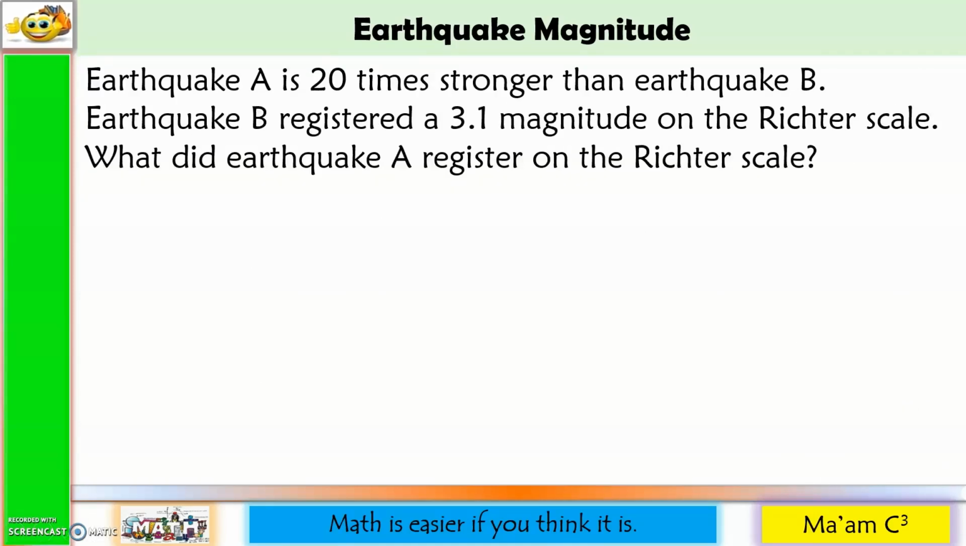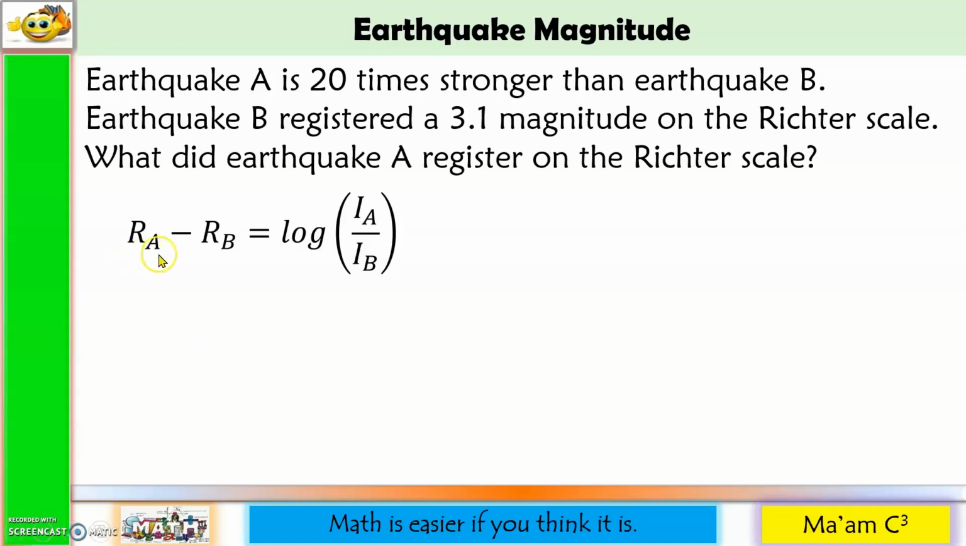Let us have another problem. Earthquake A is 20 times stronger than earthquake B. Earthquake B registered a 3.1 magnitude on the Richter scale. What did earthquake A register on the Richter scale? Since we are comparing two earthquakes, let us recall our formula.